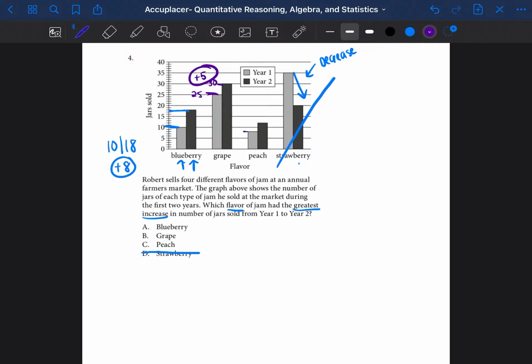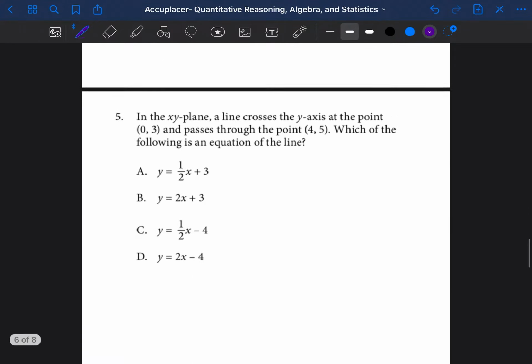And then for peach, if you go across, it starts at 8. And then if we go across for peach, it looks like it stops at 12. So that was an increase by 4. So increase by 8, increase by 5, or increase by 4. Which one is the greatest? The greatest increase would be an increase by 8, which is blueberry. So the blueberry is the jam that increases the greatest. Let's go ahead and go to the next problem.